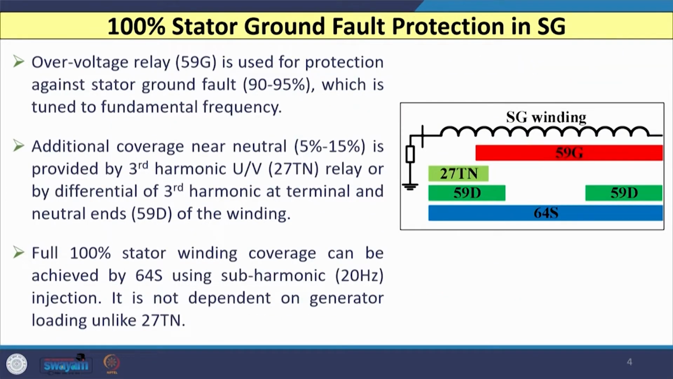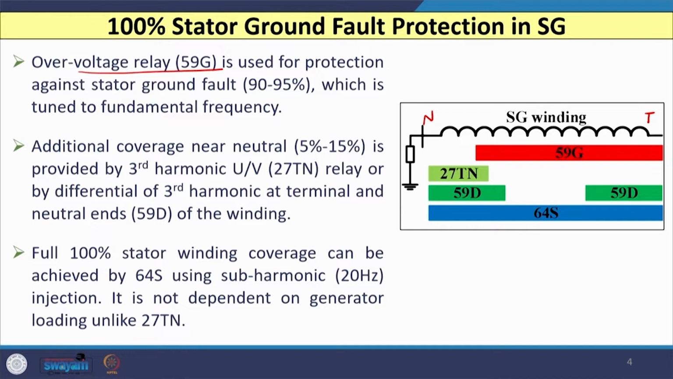Now, the next category of protection we need for a synchronous generator is known as the stator ground fault protection. So, for that let us consider the winding of one phase. This is the neutral side and this is the terminal side of the winding, and one of the ways to provide protection in a synchronous generator against ground fault in the stator is the use of an over voltage relay. Most of the utilities earlier used to have a relay known as the over voltage relay denoted by 59G. So, G indicates the ground.